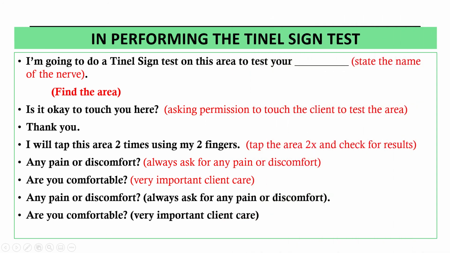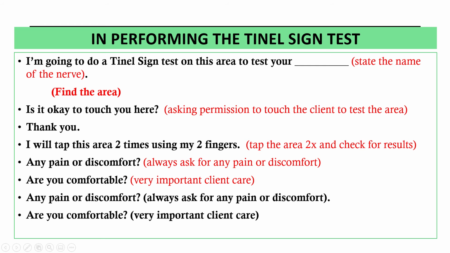Guys, in performing the Tinel sign test, just say, I'm going to do a Tinel sign test on this area to test your blank, stating the name of the nerve. Then, find the area. Is it okay to touch you here? Asking permission to touch the client to test the area. Then say, thank you. I will tap this area 2 times using my 2 fingers. Tap the area 2 times and check for results.